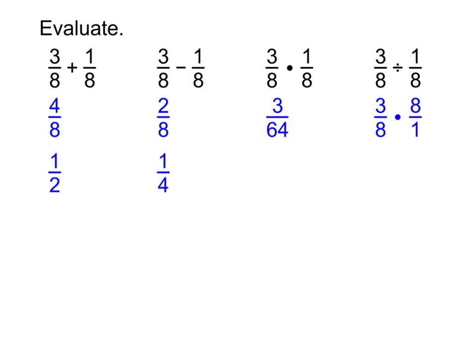Now that we've done that, now we can go ahead and do the multiplication. So multiply straight across the top, straight across the bottom. So 3 times 8 on the top, 24. 8 times 1, that's easy, that's 8. It's 24 over 8. Now let's reduce it. 24 over 8. Well, what can I divide both top and bottom by? 8.